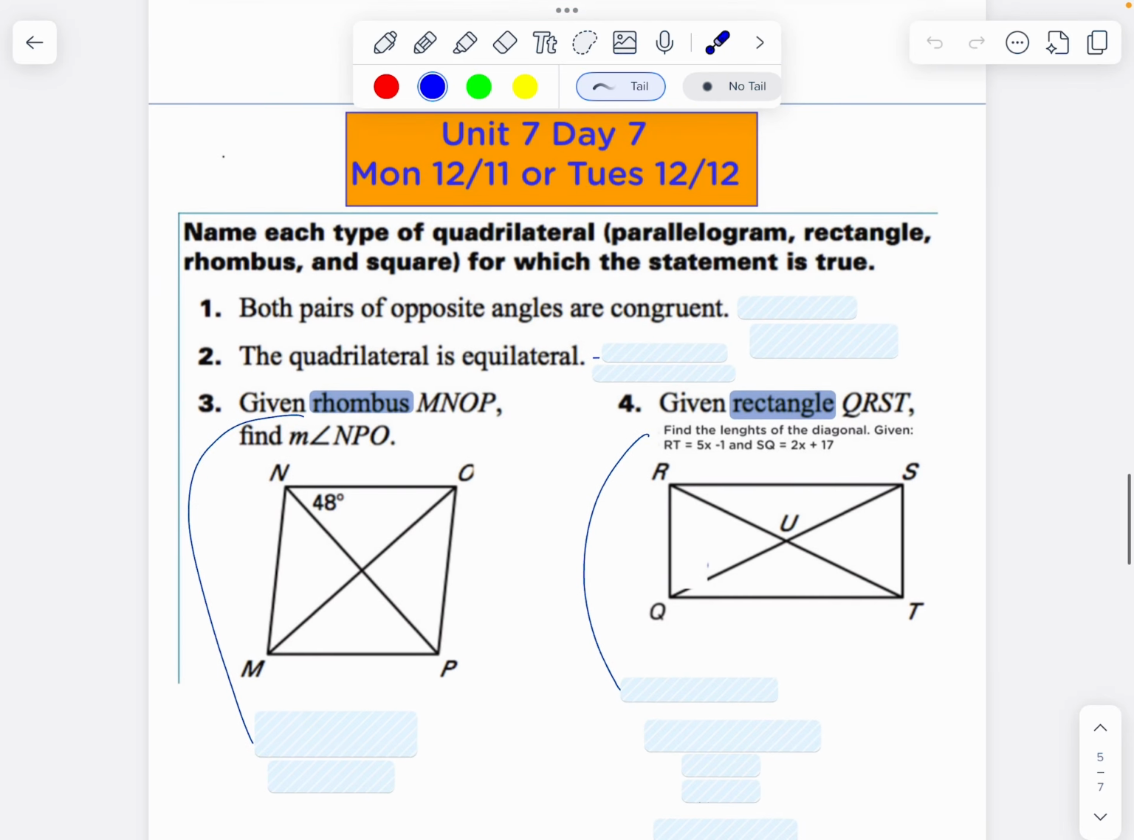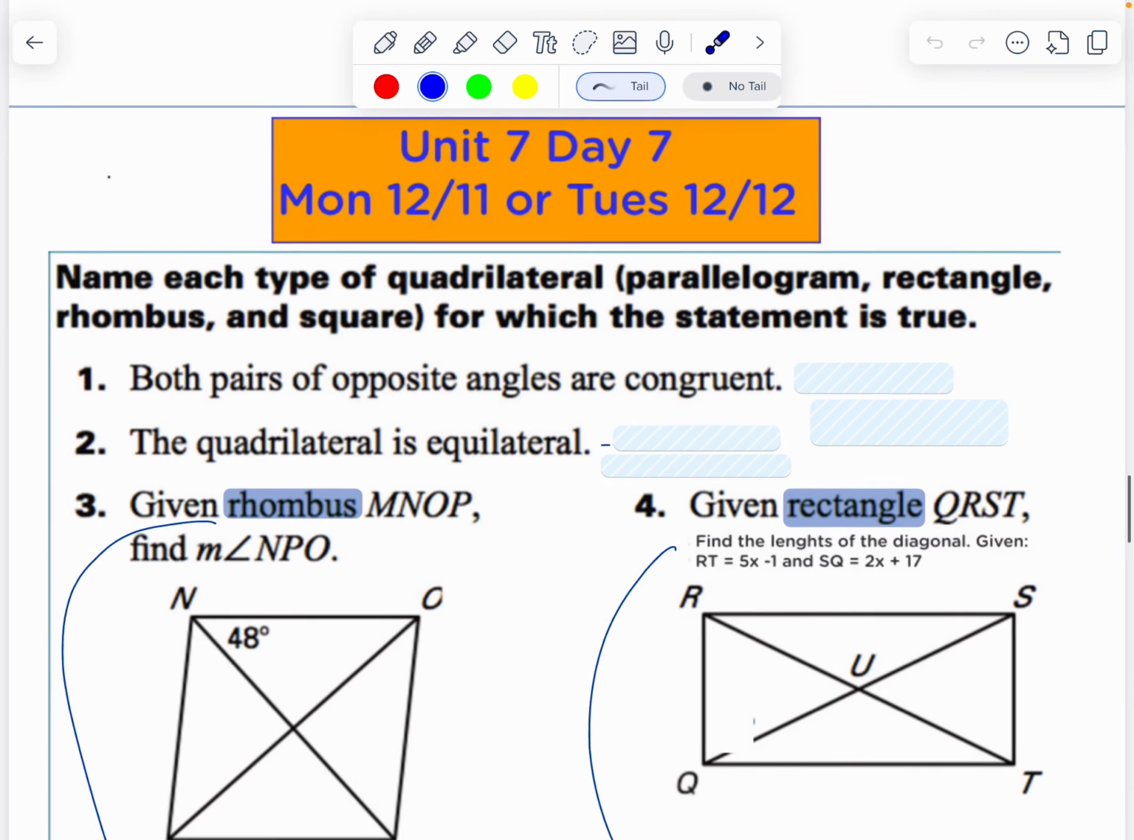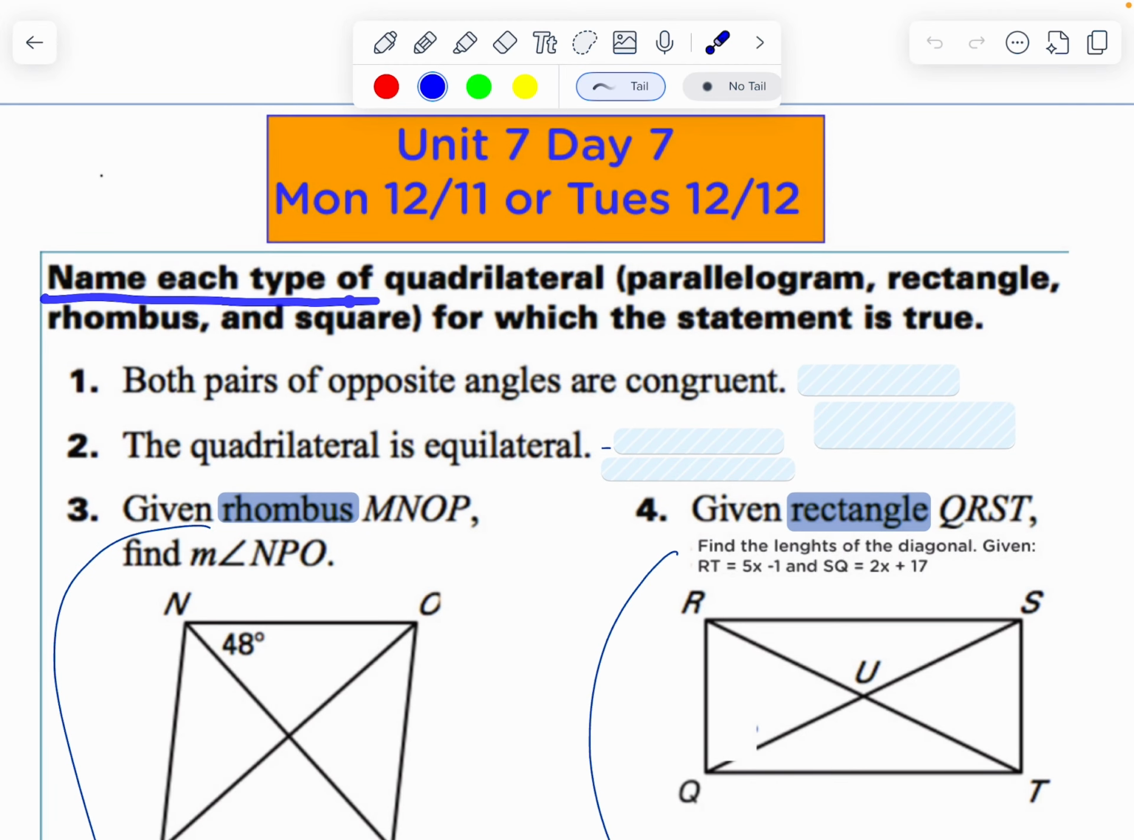Okay, hopefully you took a chance to try this. If you were looking at this and you were really just, I don't know what to do, I don't know where to go, right? These are like problems 16 through 22 on the homework, which I said we may have struggled with because of how many properties there are. We are asked to name each type of quadrilateral, parallelogram, rectangle, rhombus, and square. Those are the only 4 that we've seen so far for which the statement is true.